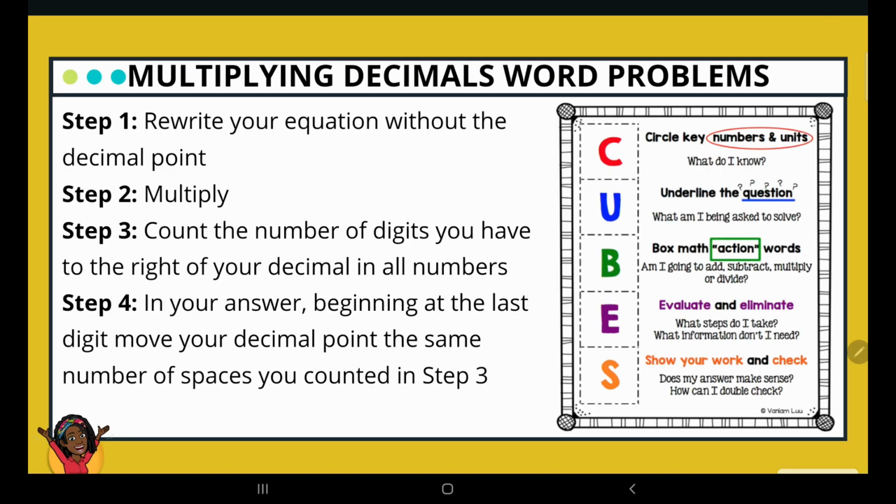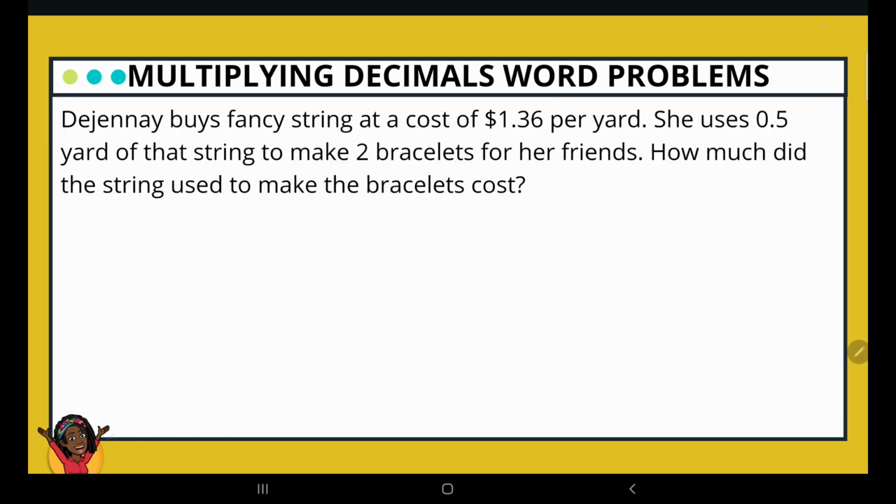Here we have a recap of our steps for multiplying those decimals, as well as our CUBES strategy, which we like to use whenever we're working with word problems. Our first question states, Dejanay buys fancy string at a cost of $1.36 per yard. She uses 0.5 yard of that string to make 2 bracelets for her friends. How much did the string used to make the bracelets cost?